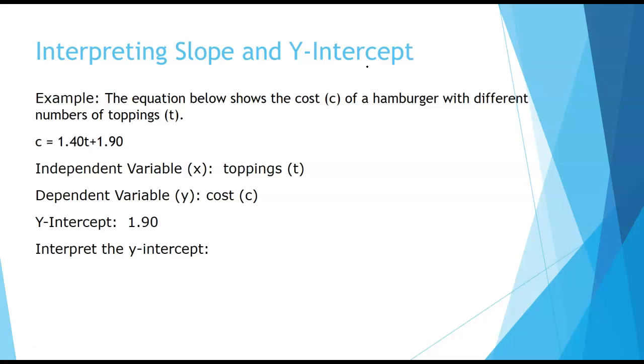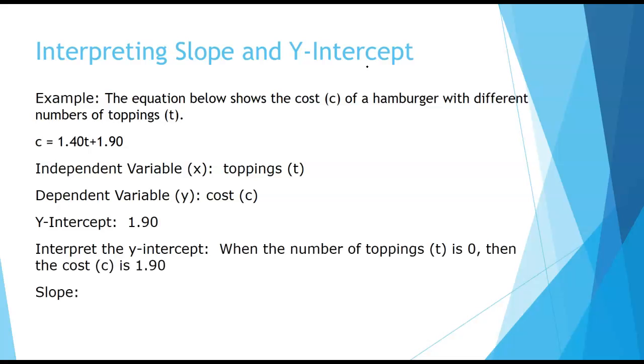Now, in order to interpret the y-intercept, that means explain what it means in words, using words from the problem and using the number itself. An interpretation of the y-intercept here would be: when the number of toppings t is 0, then the cost is $1.90. So the y-intercept, remember, is what happens when x is 0.